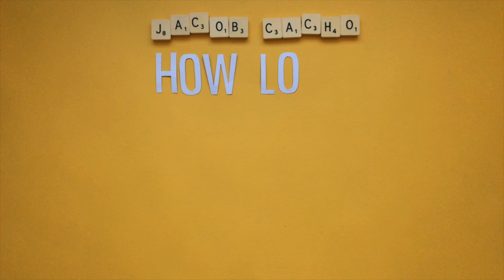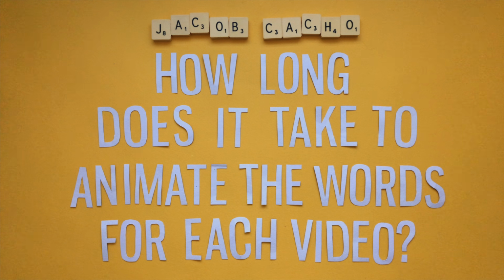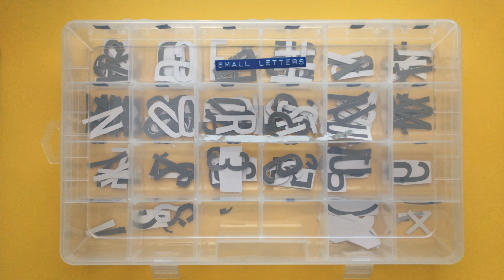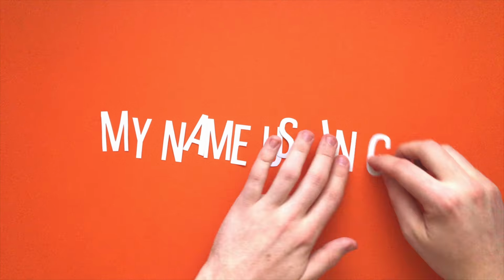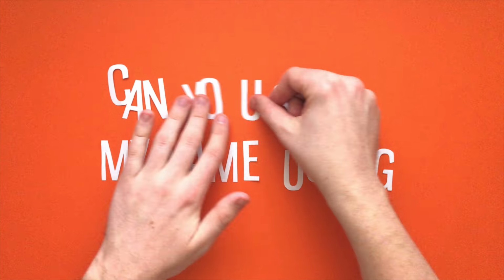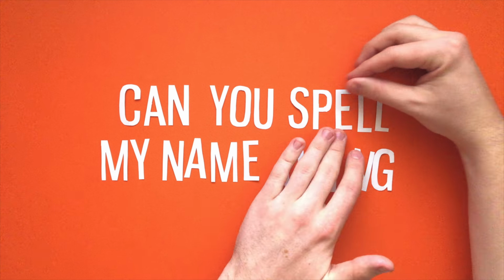First question, how long does it take to animate the words for each video? It's surprisingly quick. So first of all, I keep all the letters very organised in a divided box like this. I've got everything labelled and it just means I can find the letters quickly and that I'm not wasting any time. Next, I set the words up. I'm going to demonstrate with the second question. Felix Heath asks, can you spell my name using Scrabble letters?